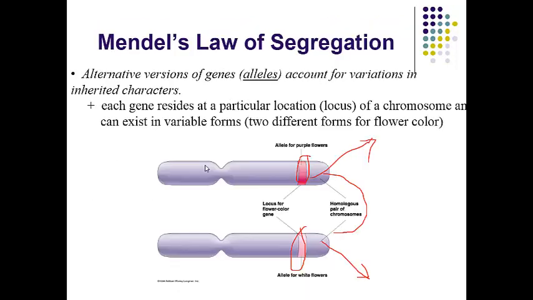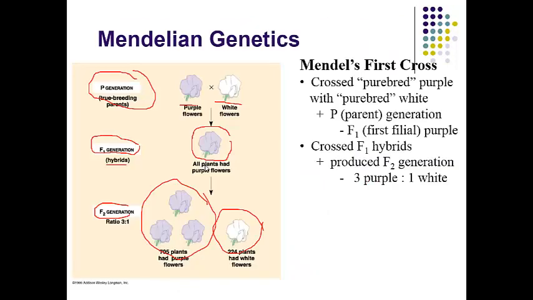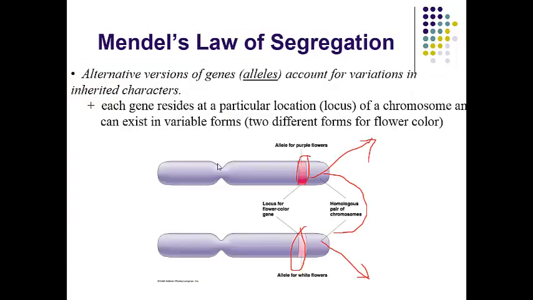So going back to our cross, the allele for purple flowers was dominant over the allele for white flowers. If you look at this F1 generation here, this is what the F1 generation's chromosomes would have looked like. They inherited one purple allele from one parent, one white allele from the other parent. However, the purple allele was expressed over the white allele. All of these hybrids were heterozygous. They had two different alleles.